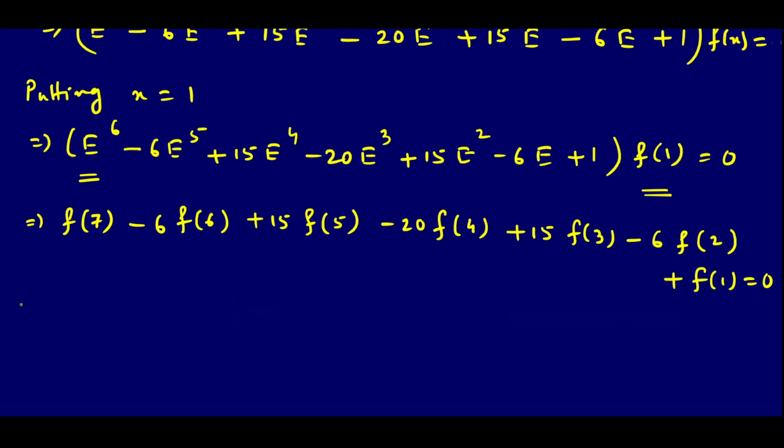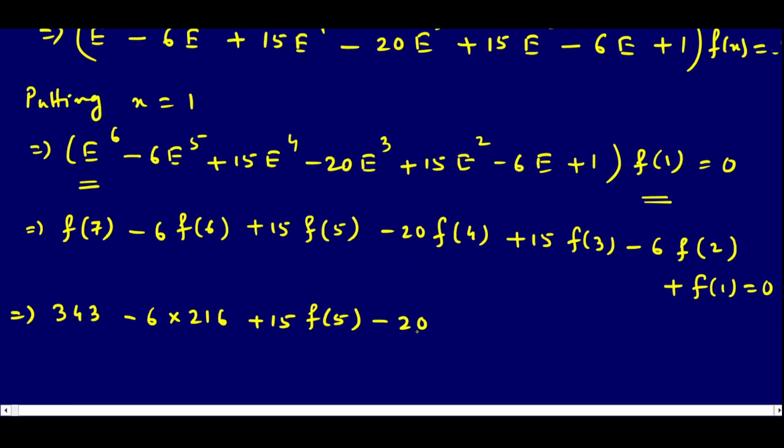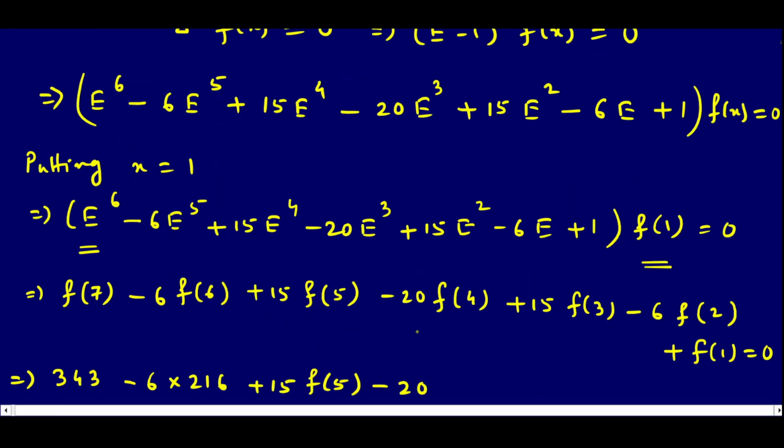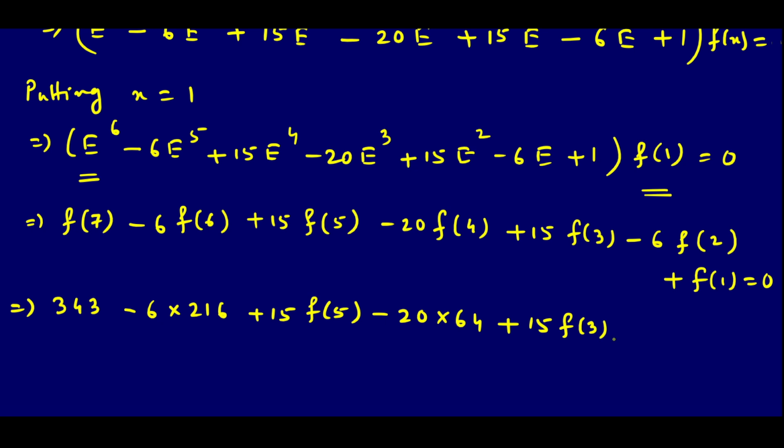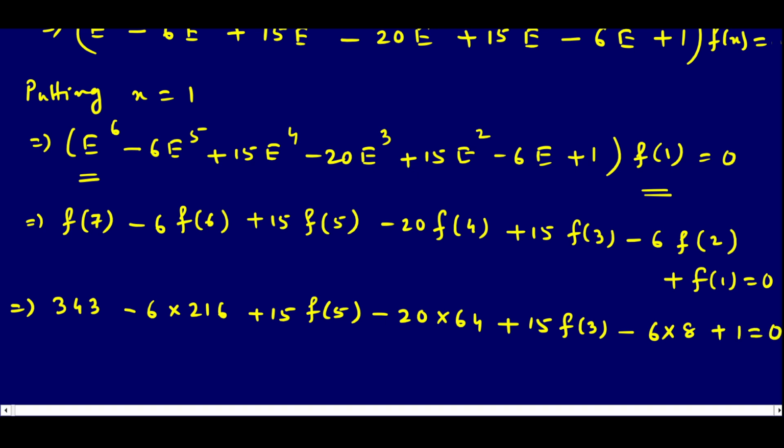Okay, so let us correct it. f of 7 will be 343 minus 6 into f of 6, which is 216, plus 15 into f of 5, which we don't know, so let us keep it as it is. Then 20 into f of 4, and f of 4 is 64. Then plus 15 into f of 3, which we don't know, minus 6 into f of 3, f of 3 is 8, and then f of 1, f of 1 is 0.